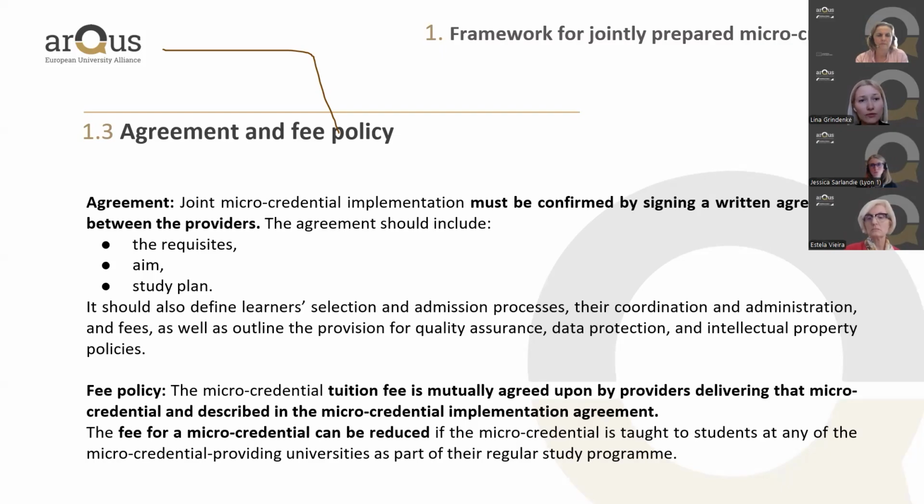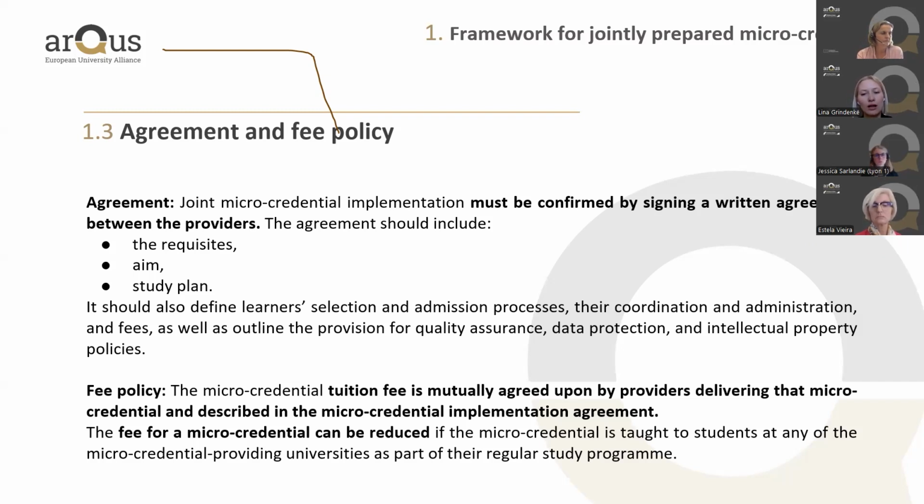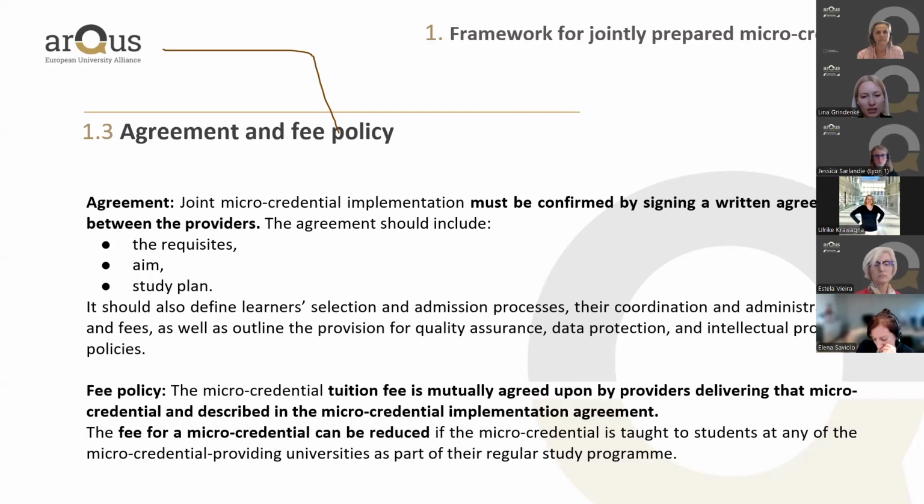And regarding the tuition fees policy, the tuition fees are mutually agreed upon by the providers delivering that micro-credential and described in the micro-credential implementation agreement. So that means that the two partners are basically responsible for deciding what fee they are taking from the students. As you saw, for example, in MENU, the fee might be 600 euros or 500 euros for a 5 ECTS micro-credential. In Padua, I think they are taking around 300 euros and so on. So it's a mutual decision between the two partners here.